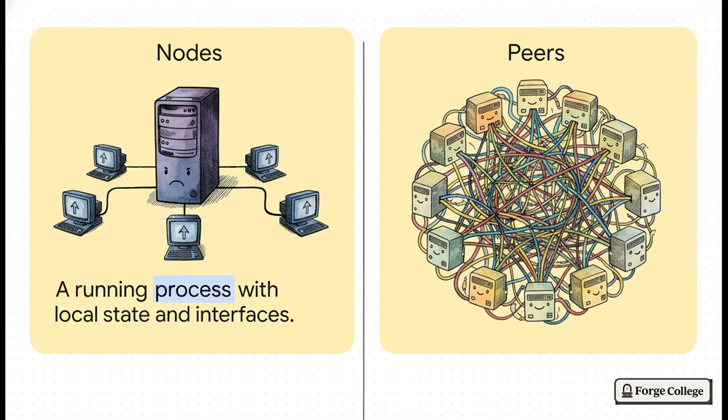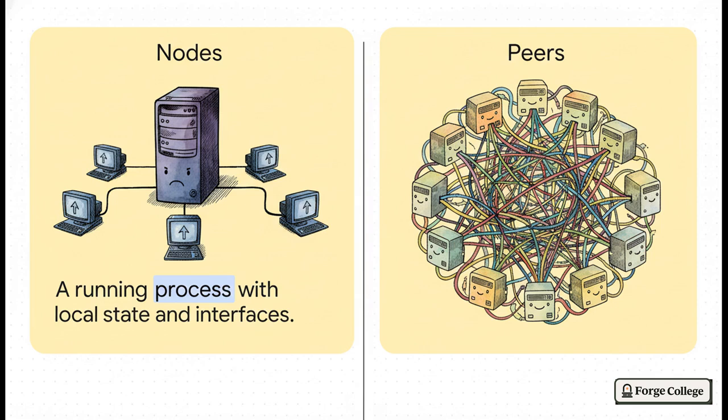A node is simply a running process with its own local state and communication interfaces. It's any machine playing a role. But a peer? That's a node with roughly equal rights in a peer-to-peer setting. And this brilliantly illustrates how architectural choices literally change everything. If you're just a node in a traditional client-server setup, your job is super easy. You just talk to the boss server. But if you're a true peer, suddenly addressing, discovery, and routing become entirely different beasts.